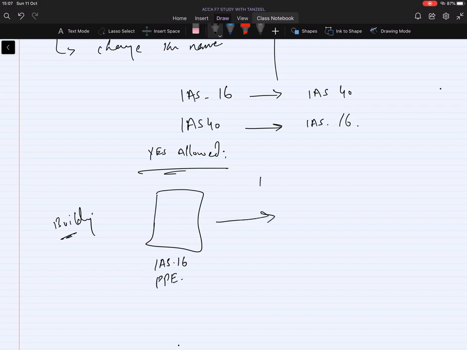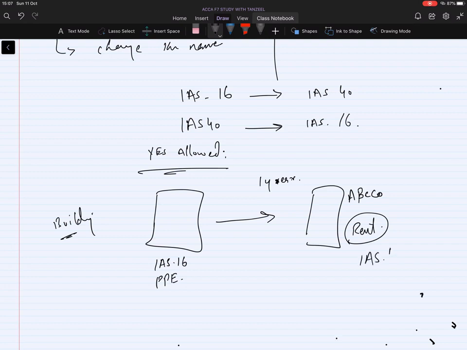But after 1 year, I gave this building to ABC company on rent. I did not sell it, I gave it on rent. I let this property out, and I am not using it anymore for my own business. I started earning rental income from ABC company. Now I must apply IAS 40.